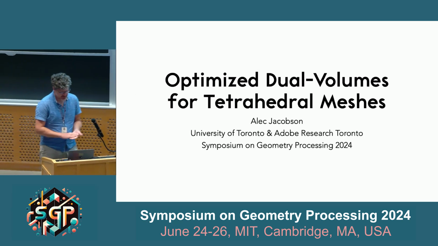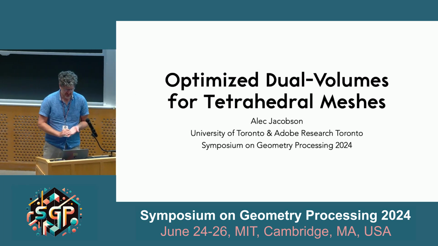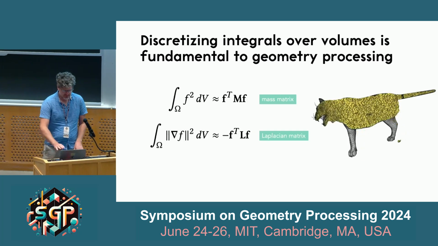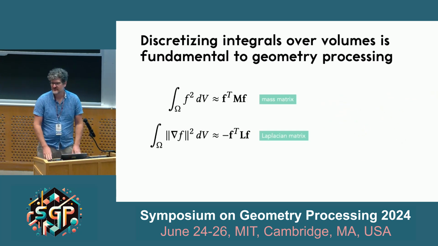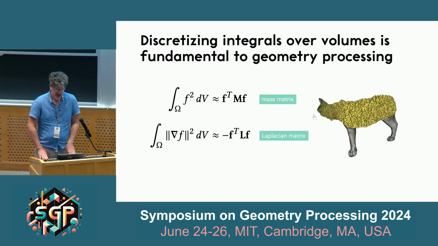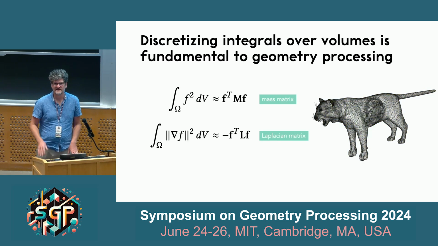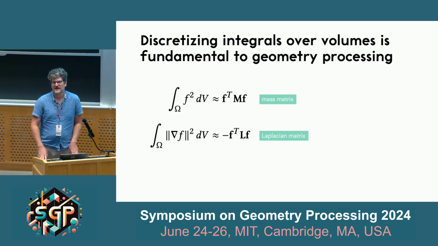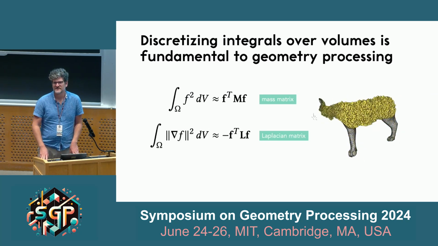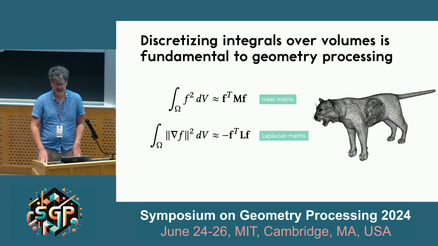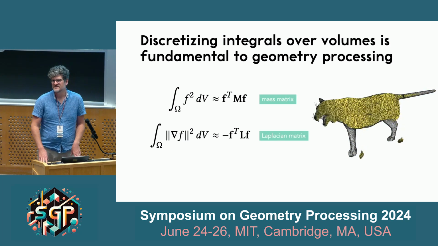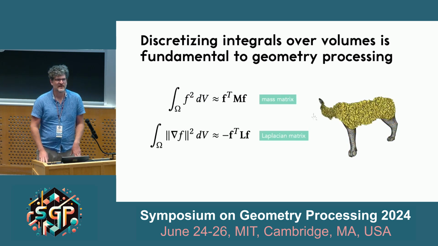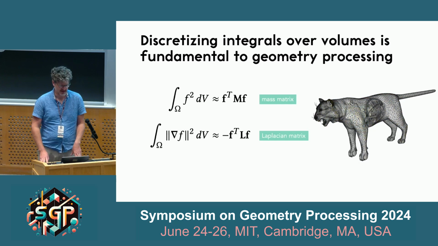So I'm here to talk about a work about optimizing dual volumes for tetrahedral meshes. Discretizing integrals over volumes is a fundamental operation that we do in geometry processing. If we have a tet mesh representing the interior of a shape, two very important integrals that we would like to be able to do on that tet mesh is integrate up the squared value of a function. In the discrete sense, this looks like having a vector of values f at each vertex and multiplying it by a mass matrix and then by itself again.